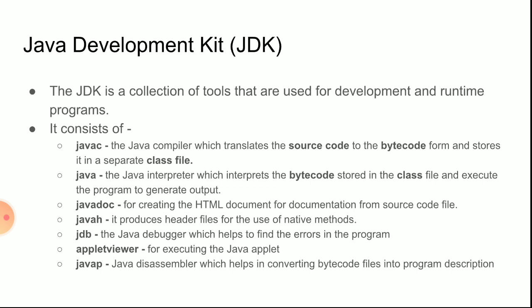And appletviewer is used for executing Java applets. So when I start explaining Java applets, then you'll get to know the use of the appletviewer command. Okay, so the javap command, the Java disassembler, helps in converting bytecode files into program description. So you just understand it. Later we'll discuss it in detail.